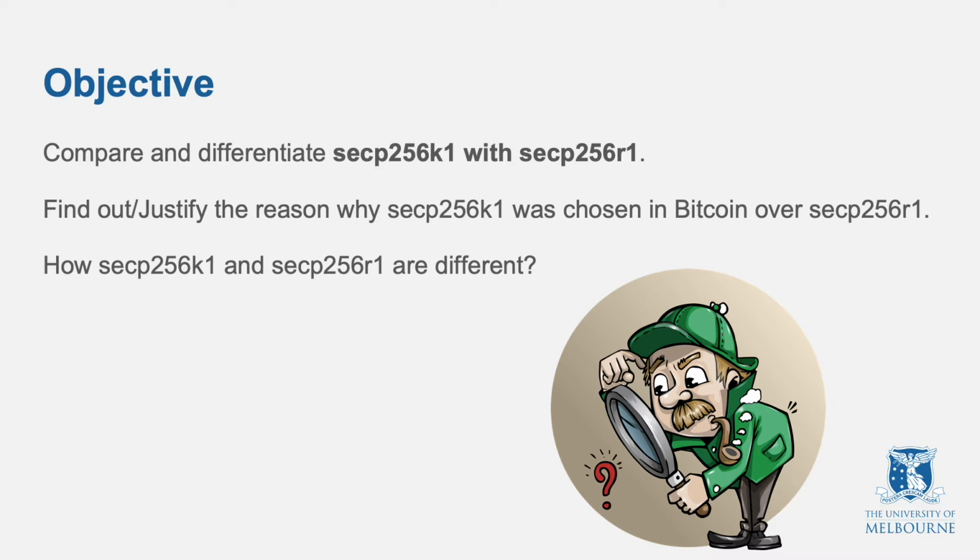The objectives of our research are to compare K1 and R1 and justify why K1 was chosen as the parameters of elliptic curve in Bitcoin's public key cryptography over R1. In this presentation, we will introduce ECDSA and the difference between these two curves in terms of performance.